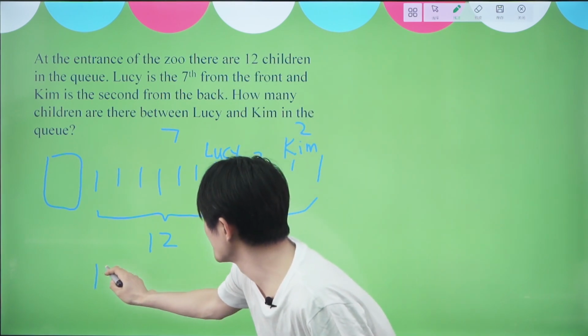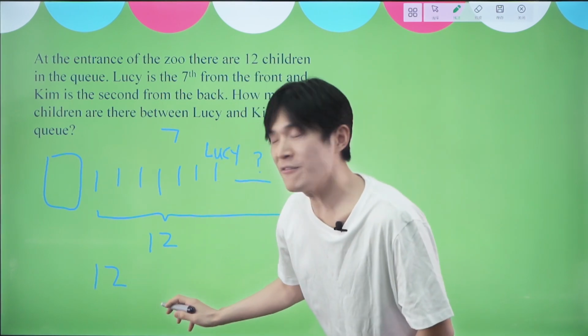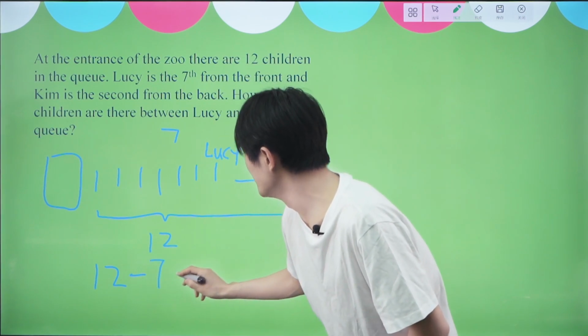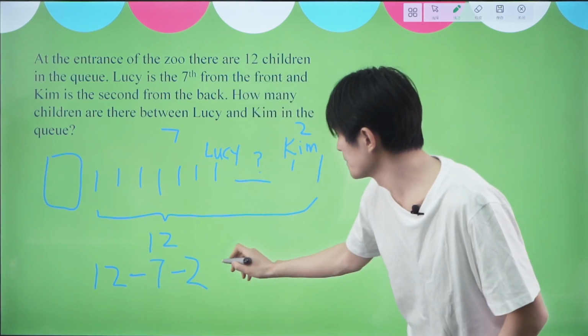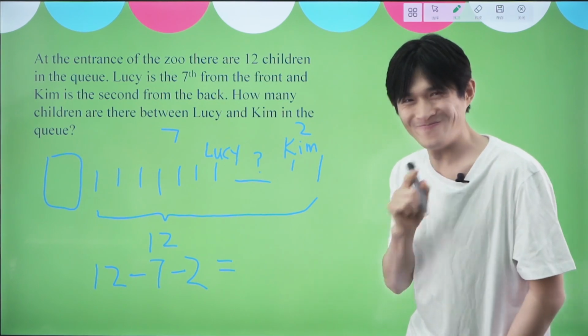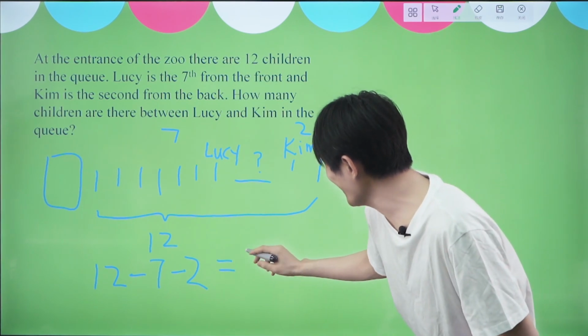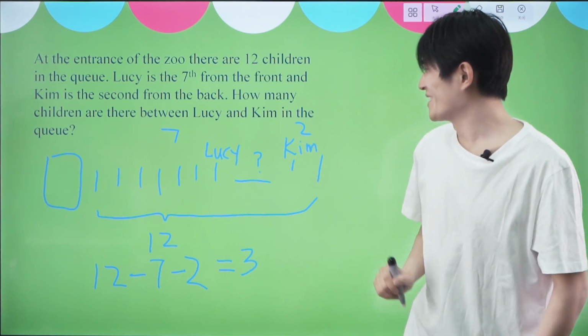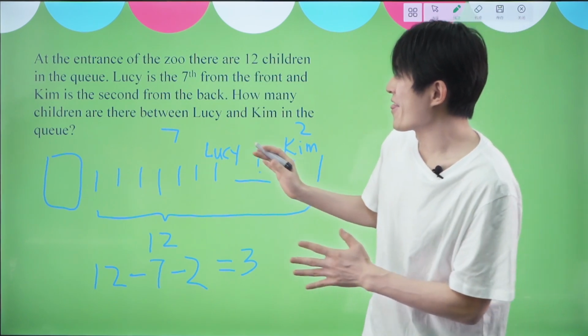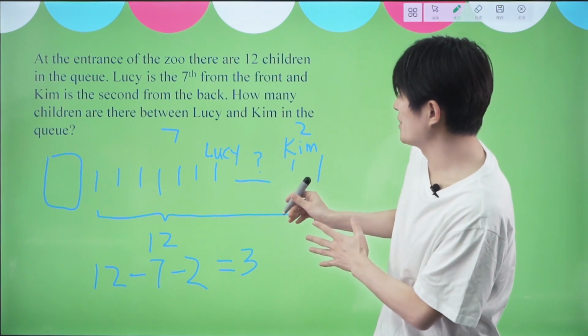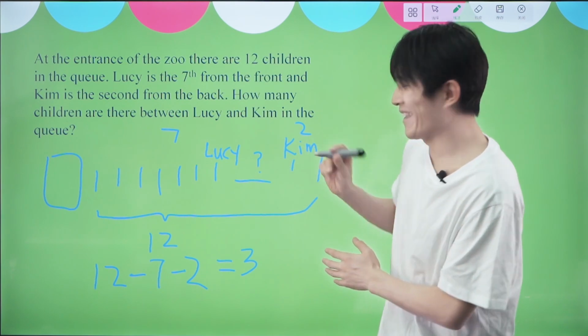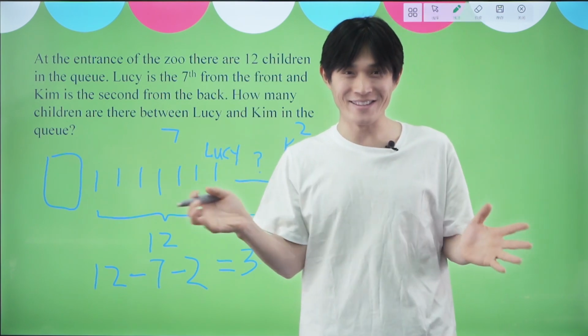So you can simply do this: 12 minus 7 minus 2 is 3. So we know that there are 3 children between Lucy and Kim. That's how you find the answer.